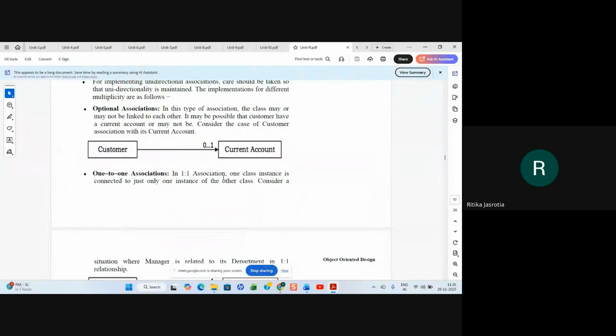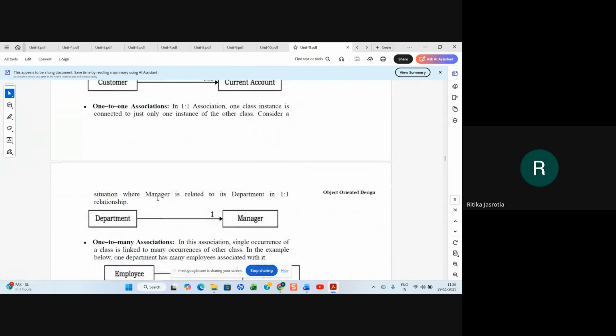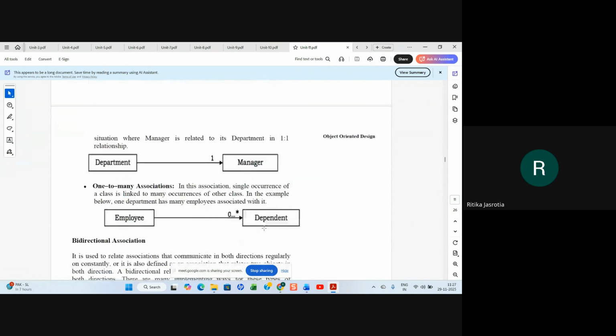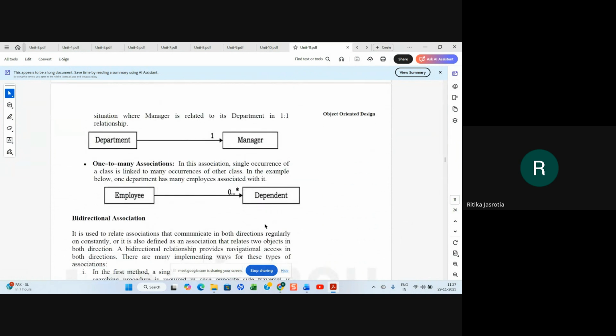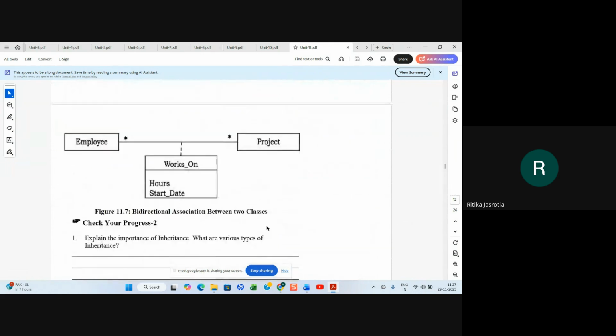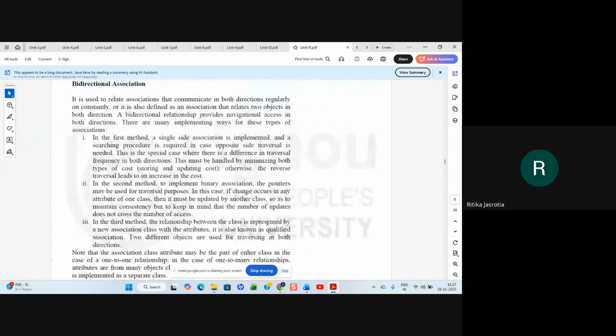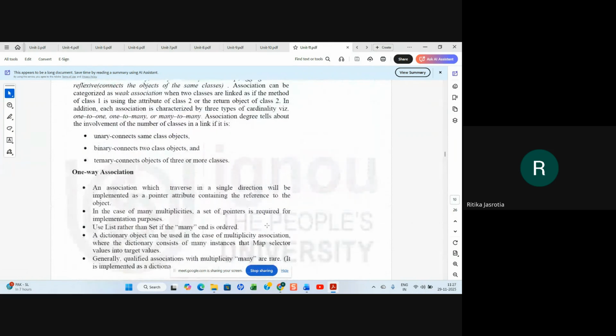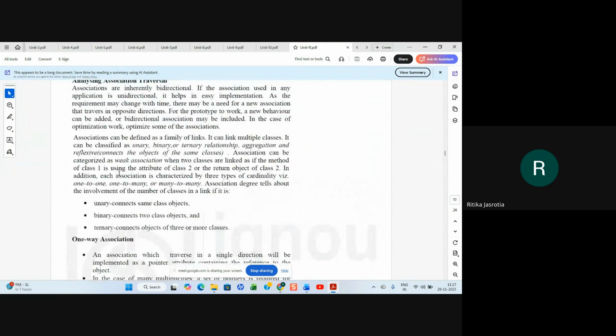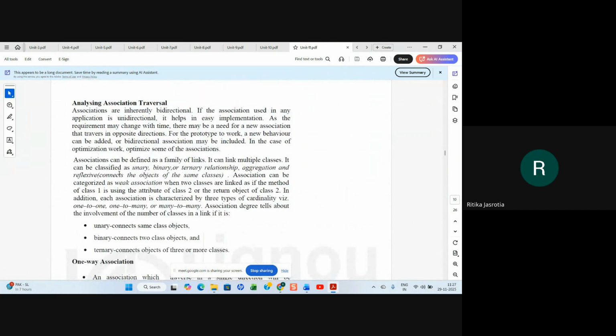So in a one-to-one association, one class instance is connected to just one instance of another class. Consider a situation where a manager is related to their department in a one-to-one relationship. One department, one manager, right? So that kind of a thing. So you have different kinds of association.